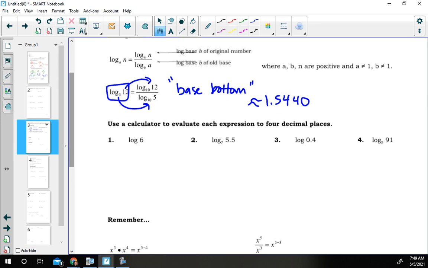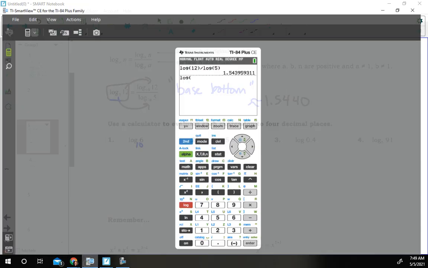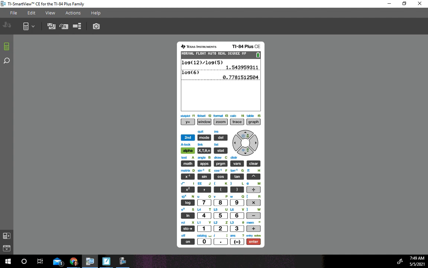So log of 6. It is already in base 10. I don't even need to do change of base. It's already in base 10. So I'm just going to do log of 6. Okay, 0.7781 is going to be your answer.